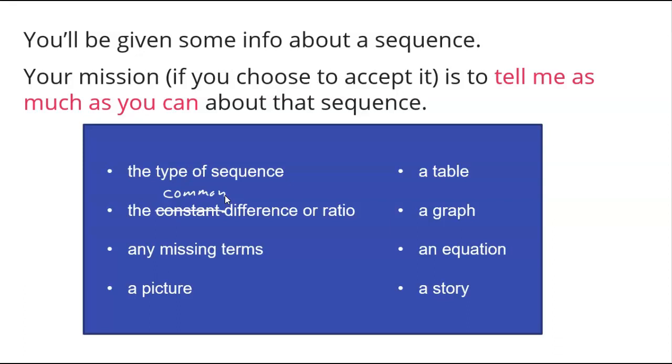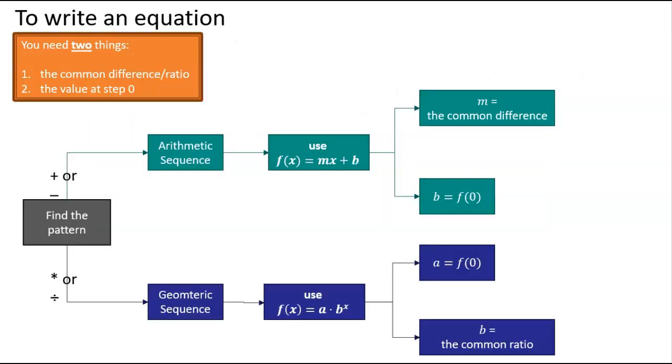Any missing terms, a picture, a table, a graph, interesting what this might look like if we graphed it. An equation, we've talked about equations quite a lot, maybe we can come up with equations, or even a story. Just a quick reminder on what these equations look like. Remember, these were our steps for arithmetic sequences and geometric sequences. For arithmetic, we're using slope-intercept form. For geometric, we're using this exponential form.